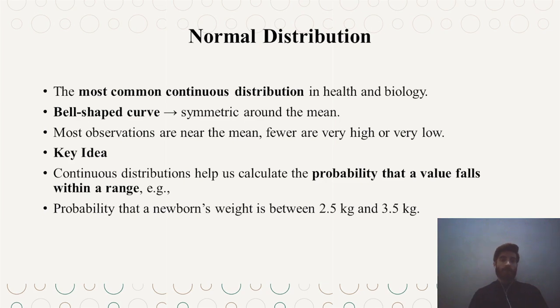The most common example of the continuous distribution is the normal distribution. It is bell-shaped and symmetric. Most observations are near the mean and fewer are very high or very low. The key idea is that continuous distributions help us calculate the probability that a value falls within a range. For example, the probability that a newborn weight is between 2.5 kg and 3.5 kg.